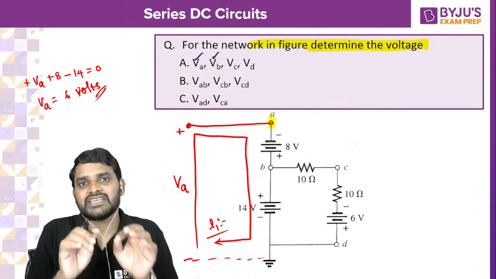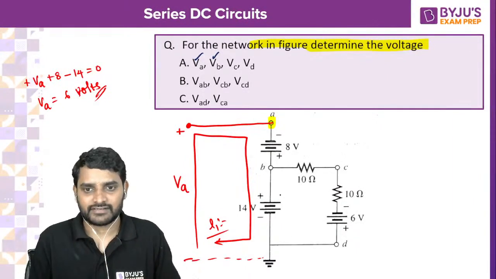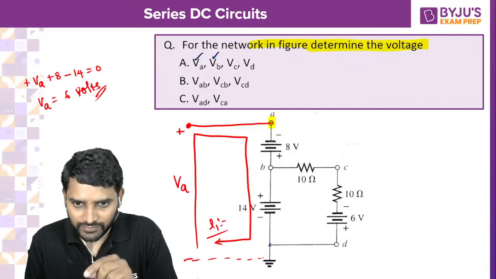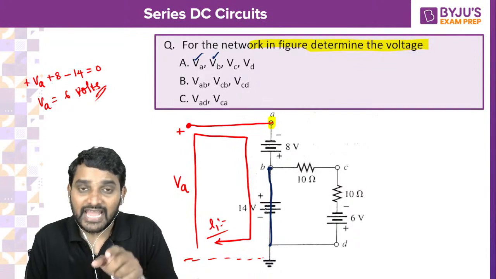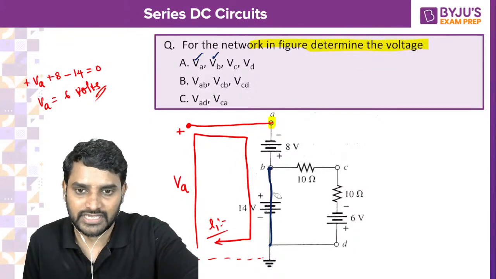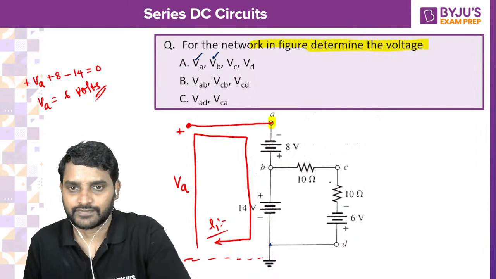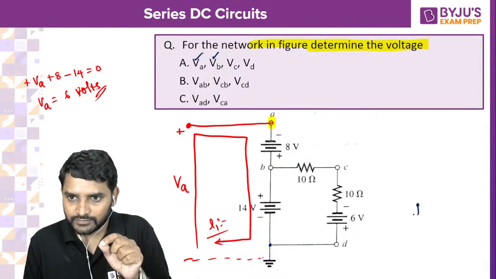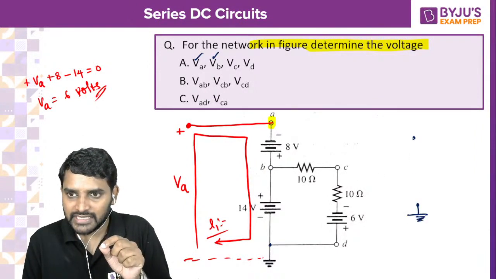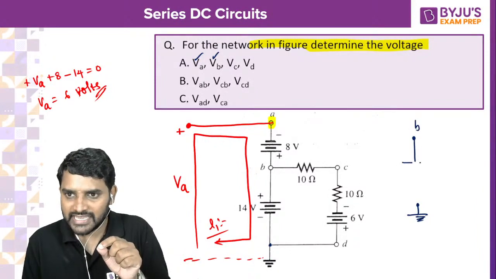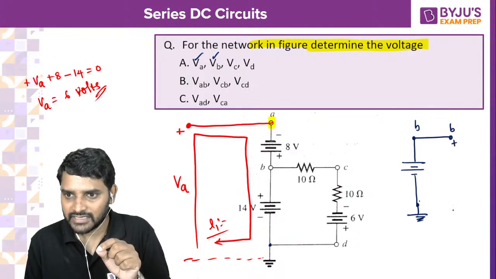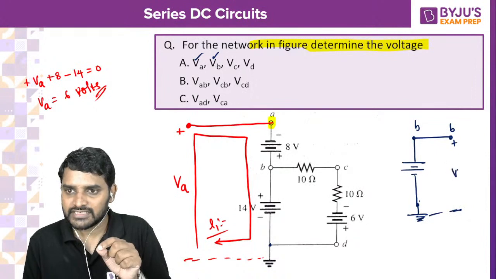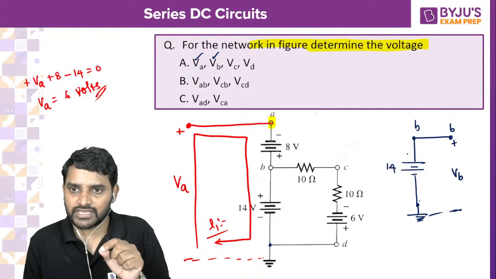From the ground, VB is nothing but from the ground you have to select. So from the ground, if you move to the B terminal, what is this? I am leaving with positive polarity, plus 14. Let me show you otherwise. From the ground to the B terminal, what is there? Like this. So extend the B terminal, draw the B terminal like this. So plus minus. This is VB.